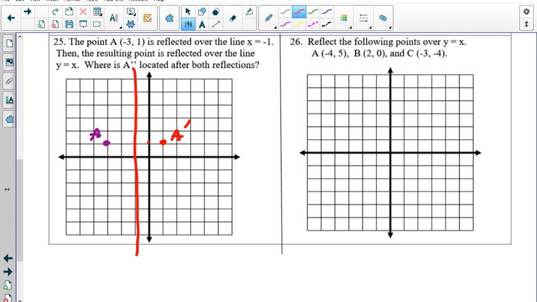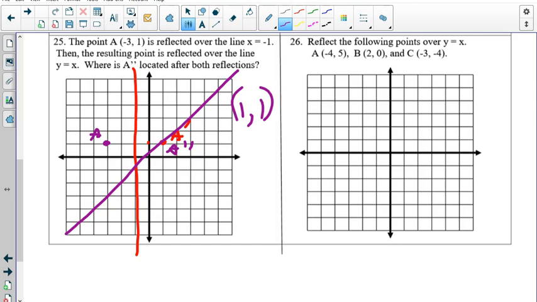Then it's reflected over the line y equals x. Well, where's that line? That line is right here. But this is kind of a trick question because it doesn't move. It's on the line. So it is at 1, 1 after both moves.